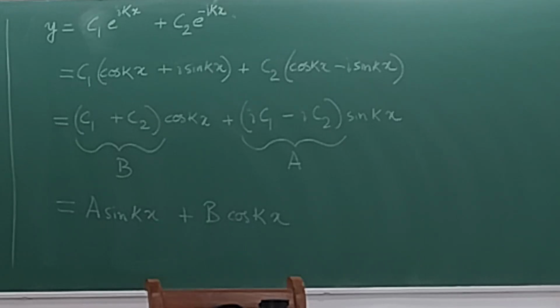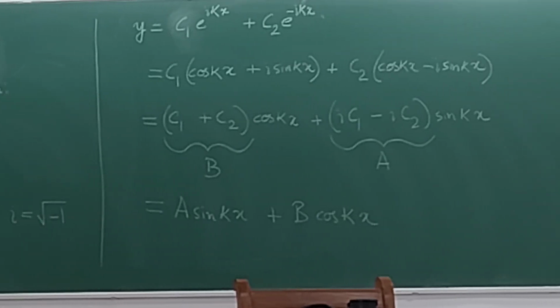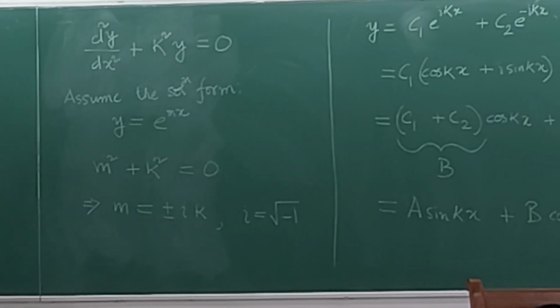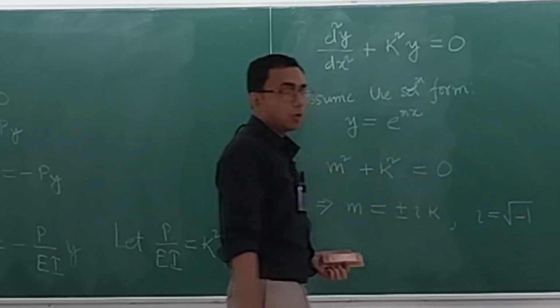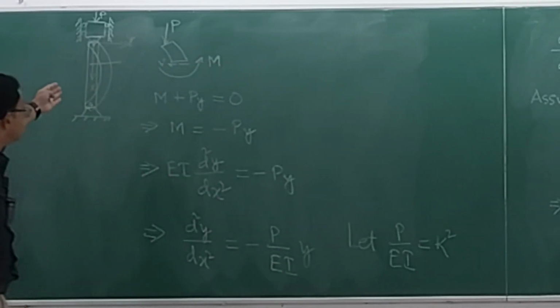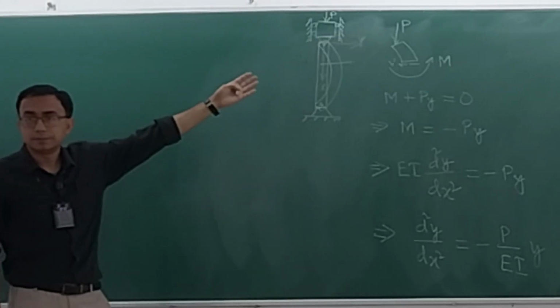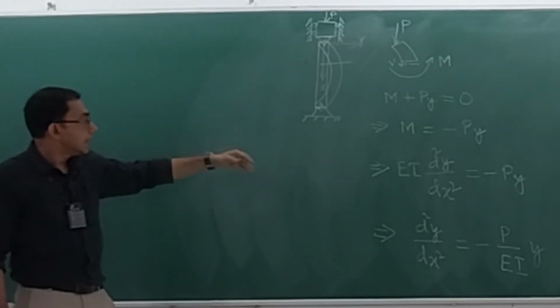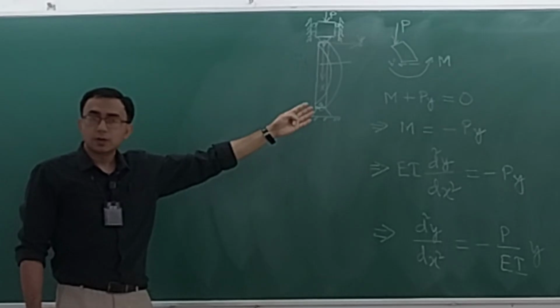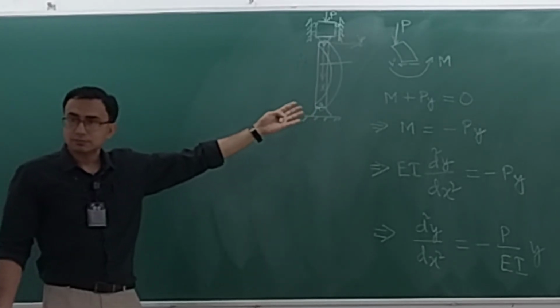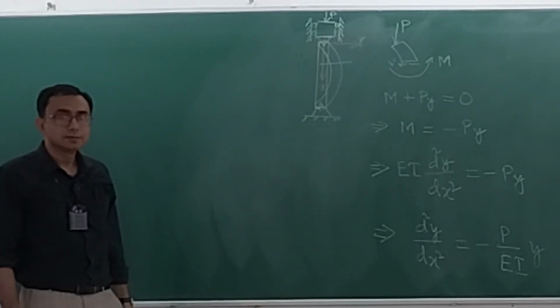Now, your natural tendency will be that because A and B are unknown, I need two conditions in order to find out A and B. There is nothing wrong with your natural tendency. We are going to do that, but you are in for a little bit of a surprise. So, what will be the boundary conditions? Look at this problem. At x equal to 0, what do you have? y is equal to 0. And at x equal to L, y equal to 0. As simple as that. Both ends are pinned.